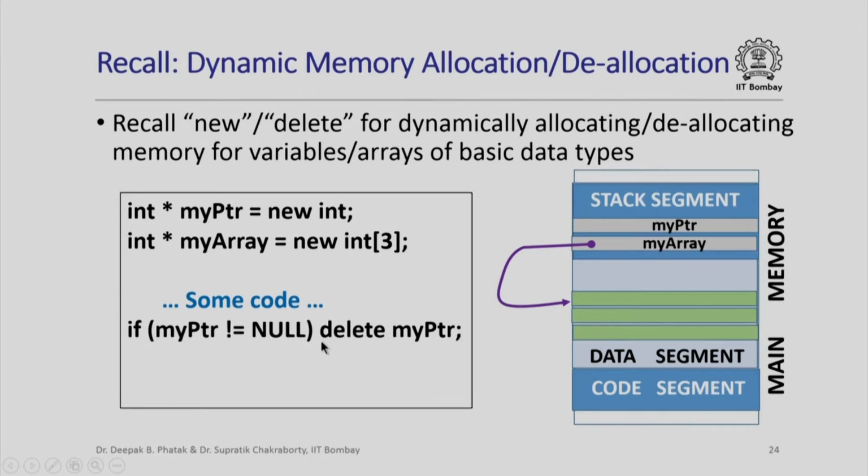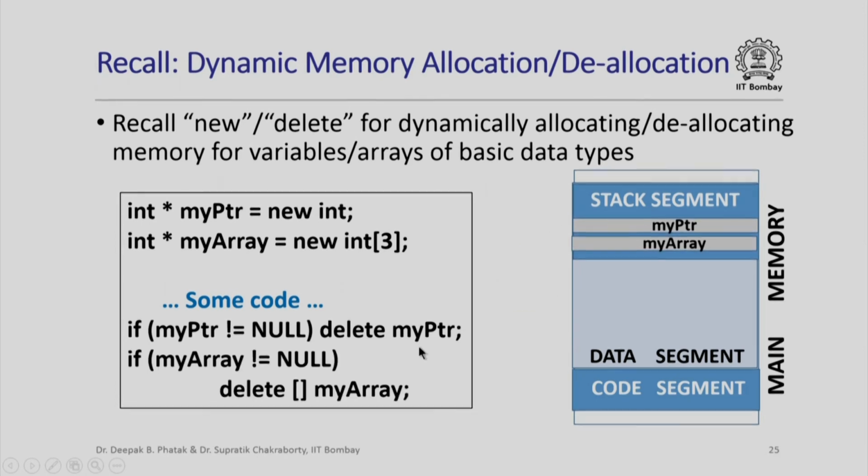And of course when we do delete, then the space in the heap that was pointed to by my pointer, when I do delete my pointer, whatever locations in the heap my pointer was pointing to is freed. Similarly, when I do delete as an array my array, whatever location in the heap as an array that my array was pointing to, those entire set of locations are going to be freed.